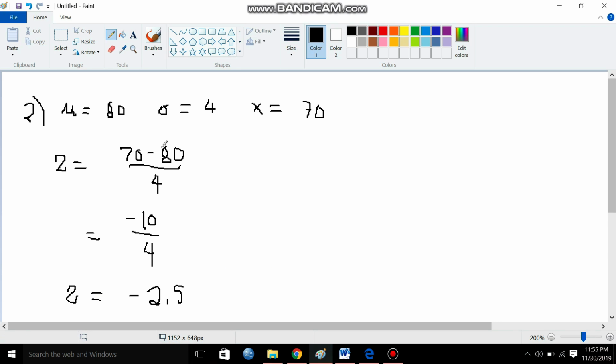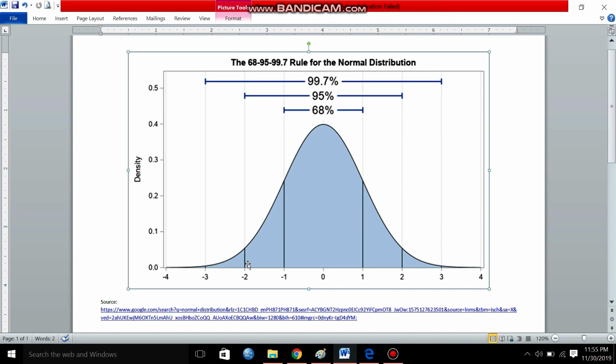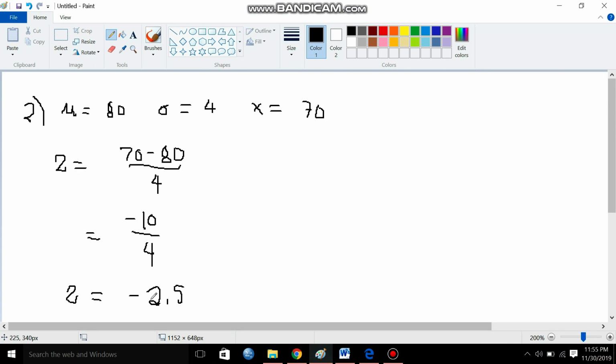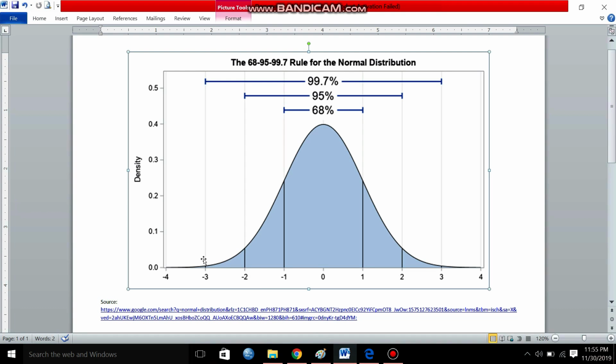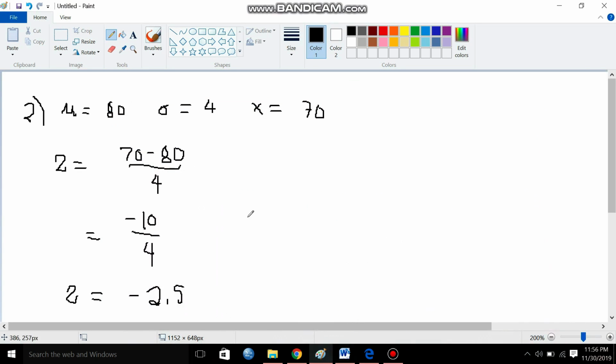In other words, our score, which is 70, lies on the left side of the distribution, since it gives us a z-score of negative 2.5, somewhere here between negative 3 and negative 2. Now what is the probability of z equals negative 2.5?